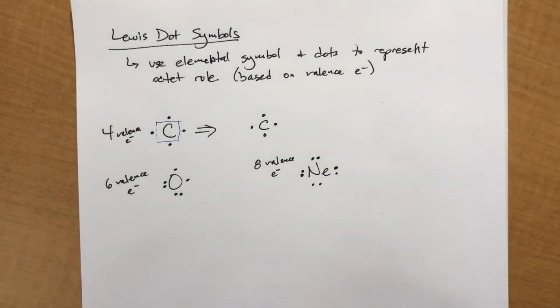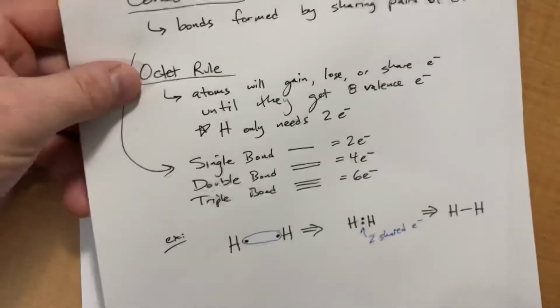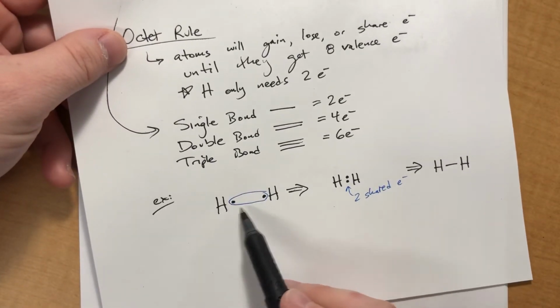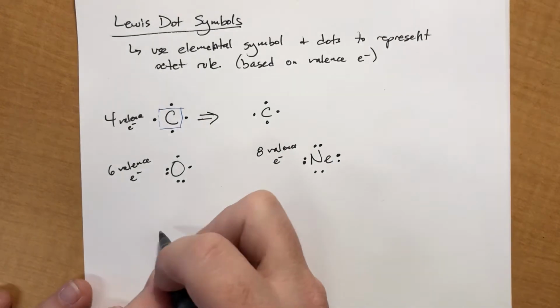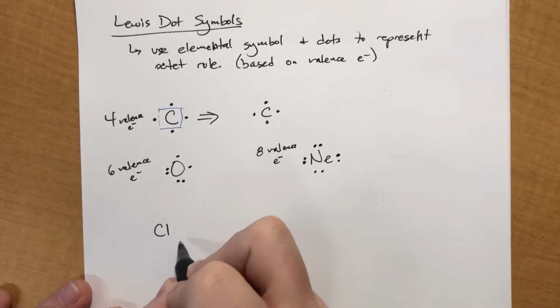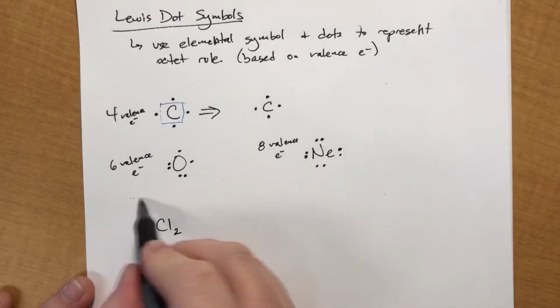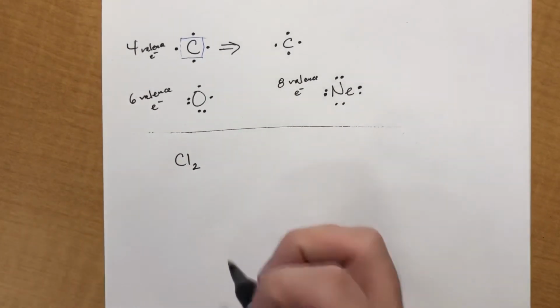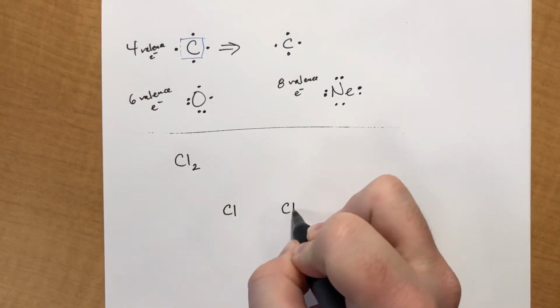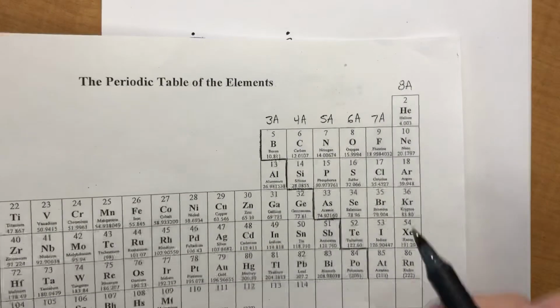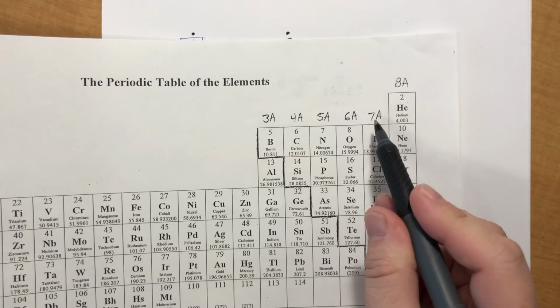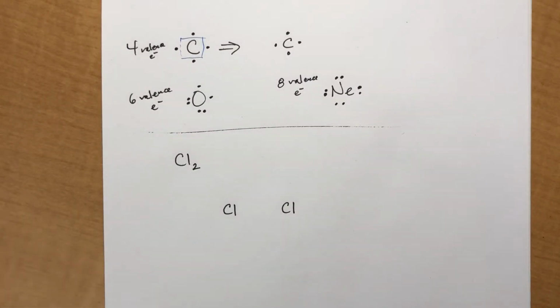I kind of jumped the gun here and started that with hydrogen. Hydrogen has 1 dot, and then we paired them up. If we did that with something more complicated, like chlorine, chlorine is diatomic. So we could visualize 2 chlorines and put our dots on there. Chlorine is in column 7A, so it should have 7 valence electrons.